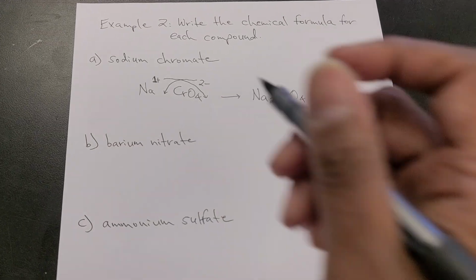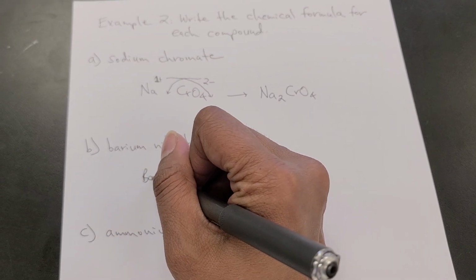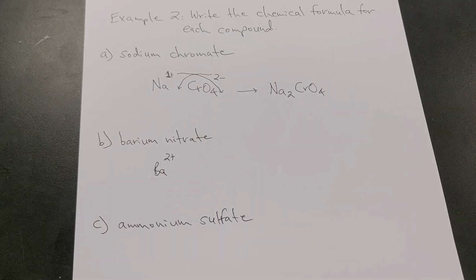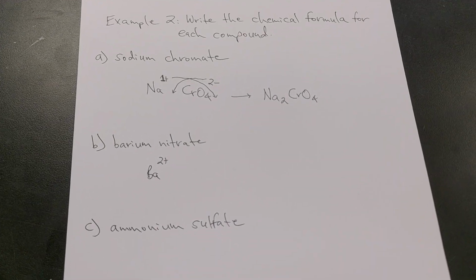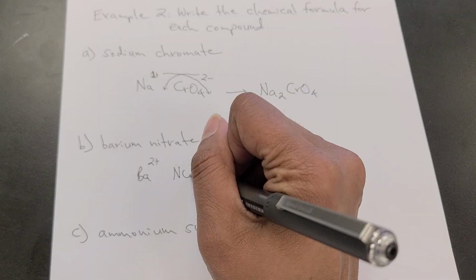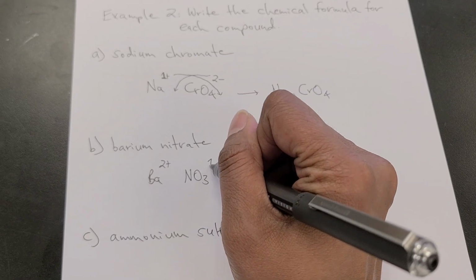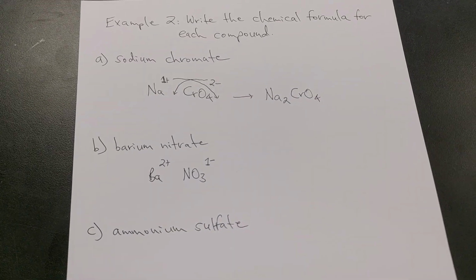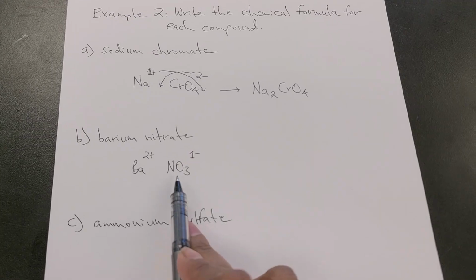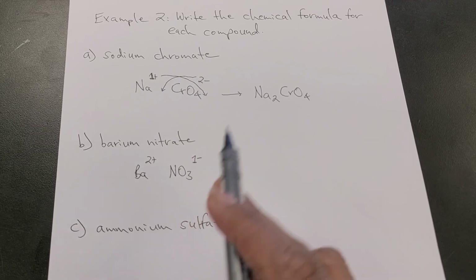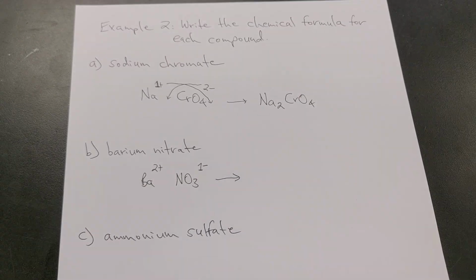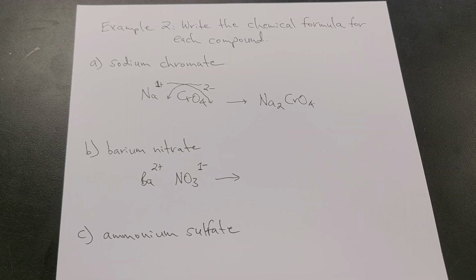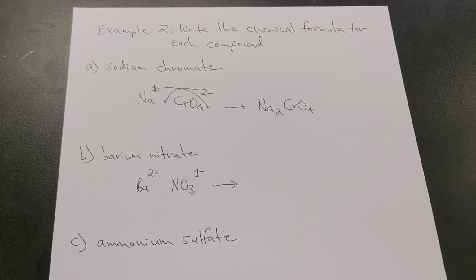Let's try B. B says barium nitrate. Barium is in group 2, and it has a charge of 2+. Nitrate is NO3, and the charge is 1-. You can always look in your polyatomic table. The charges never change. Even between nitrate and nitrite, the charge is still 1-.